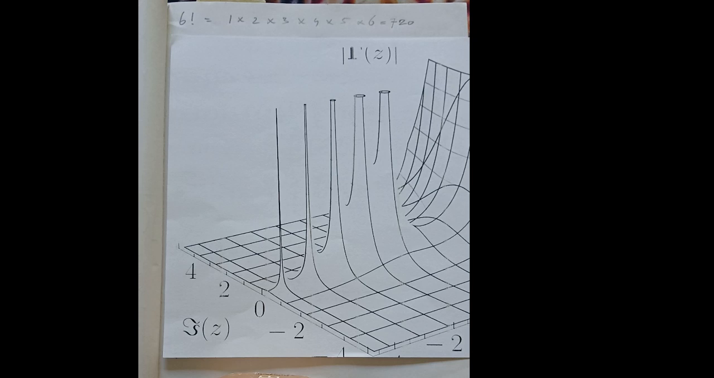And 1 times 2 is 2. 1 times 2 times 3 is 6. 1 times 2 times 3 times 4 is 24. And 1 times 2 times 3 times 4 times 5 is 120. And 1 times 2 times 3 times 4 times 5 times 6 is 720, as we see here. And 12 factorialized is 1 times... I'm not going to do that one. We don't do that one, but have fun.